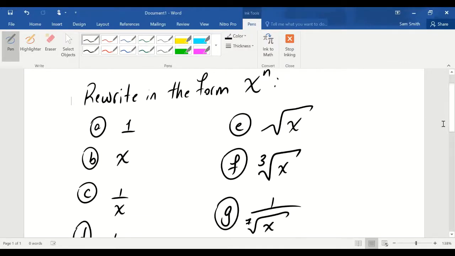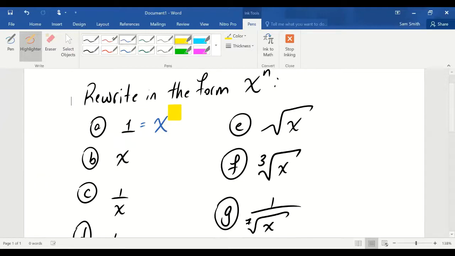Now, this is a good opportunity to go back and review your exponent rules. We're going to be using some common exponent rules, but we're going to be using them backward. Let me give you an example with part A here. Let's rewrite 1 in the form x to some power. Can you think of a power that I could apply to x that would result in 1?